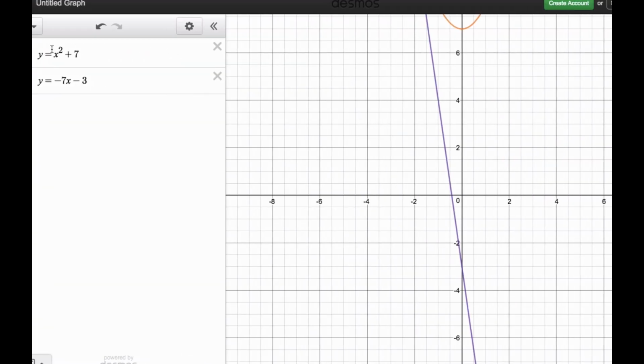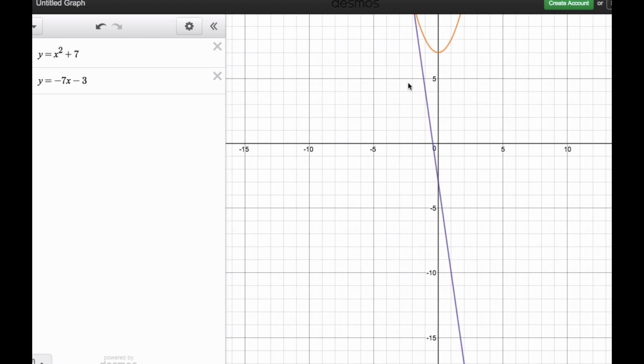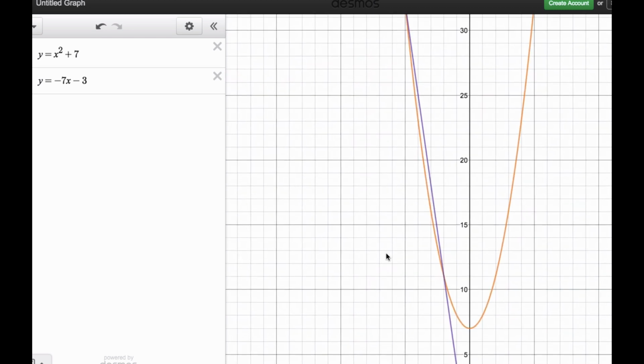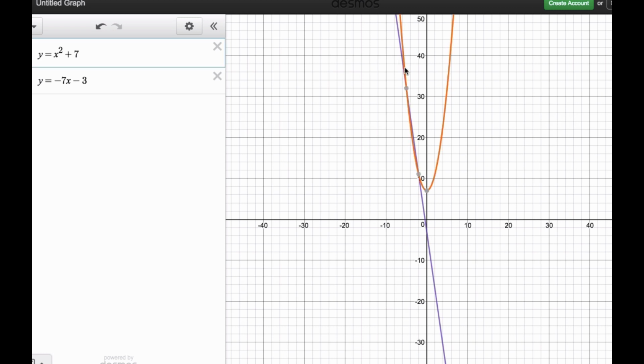So you can see over here, I've already put the equations in. And on my home screen, I don't actually see anything. So if I take this, oh, there's one point of intersection. And here, let me zoom in a little bit. Here is another point of intersection. And so I'm looking for negative 2, 11, and negative 5, 32 is what the answer should be. So there's a quick solution doing it graphically.